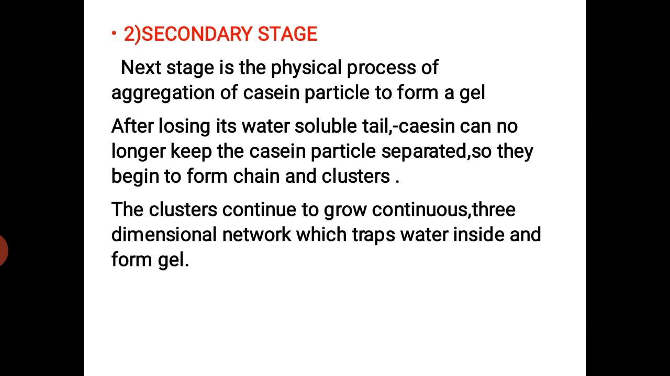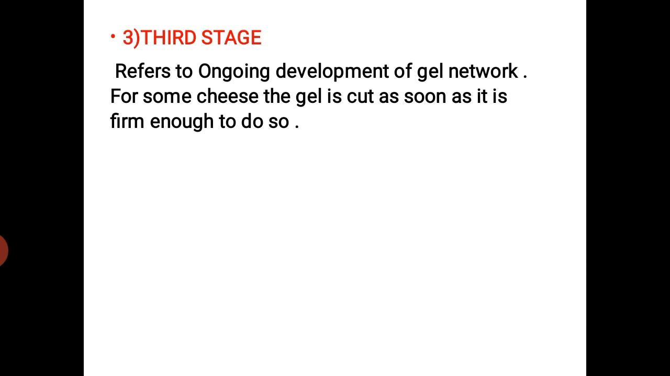After losing its water-soluble tail, casein can no longer keep the casein particles separated, so they begin to form chains and clusters. The clusters continue to grow into a continuous, three-dimensional network which traps water inside and forms a gel. Third stage refers to ongoing development of the gel network. For some cheese, the gel is cut as soon as it is firm enough to do so.